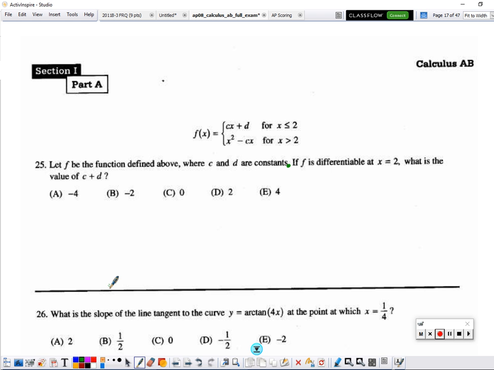Okay, if f is differentiable at x equal 2, what is the value of c plus d?